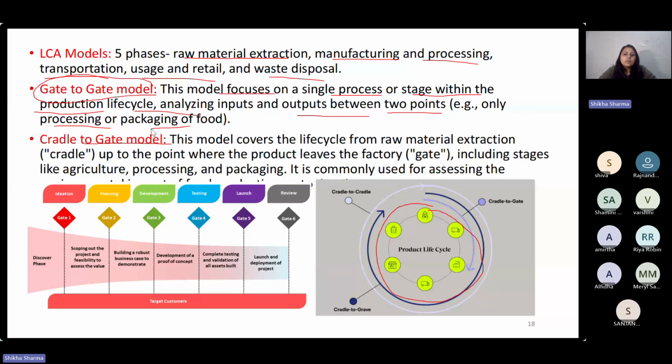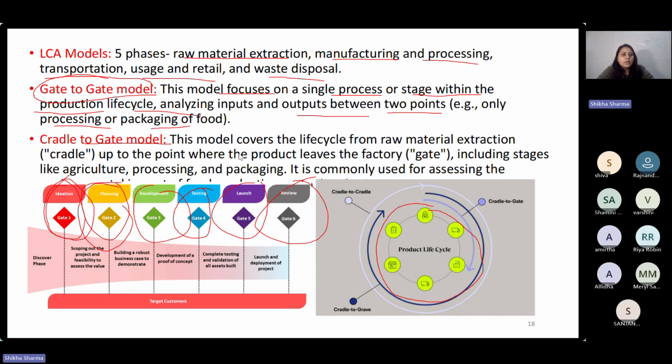So there are different stages in the product life cycle. The gates are the basic steps, where one step will be a gate. Suppose I am making an idea: ideation is one gate, planning is another gate, then development, testing, launching, and review of the product. Or in production: raw material procurement, then production, and then packaging. Suppose packaging is one gate. So from one gate to another gate, if we are focusing on a single process or stage, that means it is the gate to gate model.